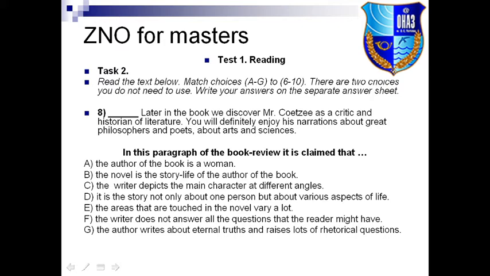Remember about this. There are 5 questions usually and 7 options. So there could be more options. There could be 8 options. So remember, read the task very carefully because there could be not 2 extra options but 3, or who knows what else can be in the task. Remember, it's important to read the task. And here there are 2 choices you do not need to use, and I recommend that you write your answers on a separate piece of paper.